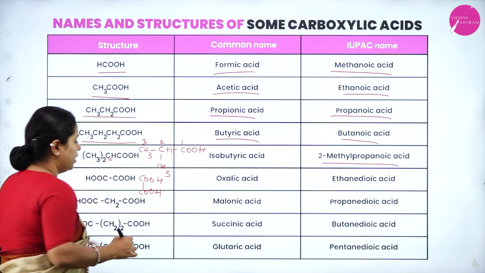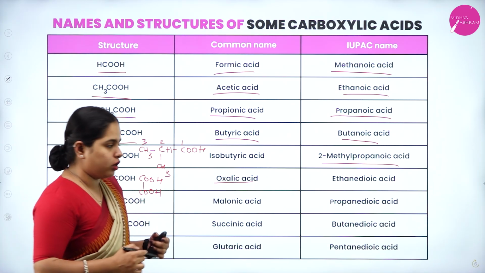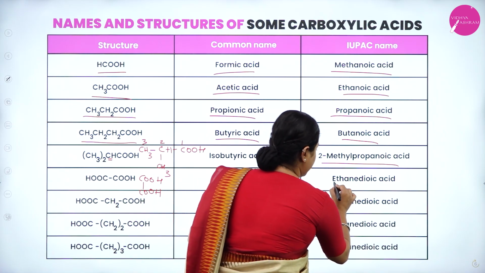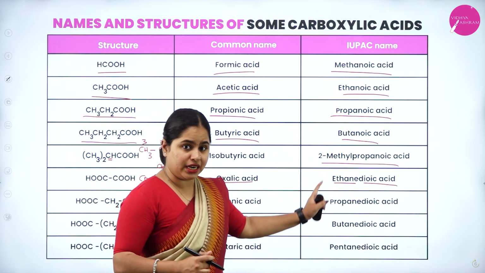Next one is HOOC-COOH. So you have two carboxylic groups here. The common name is oxalic acid, and the IUPAC name is ethanedioic acid. Here you don't have to replace that E.